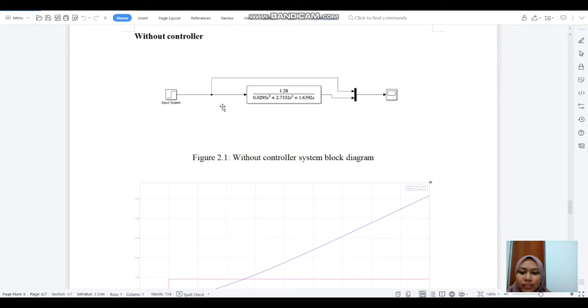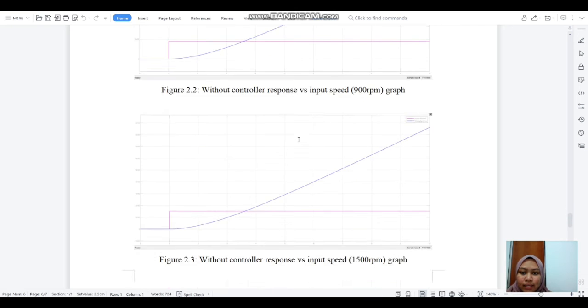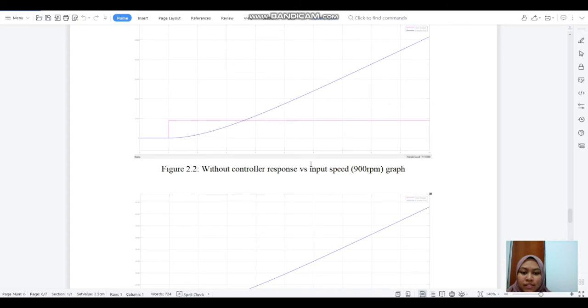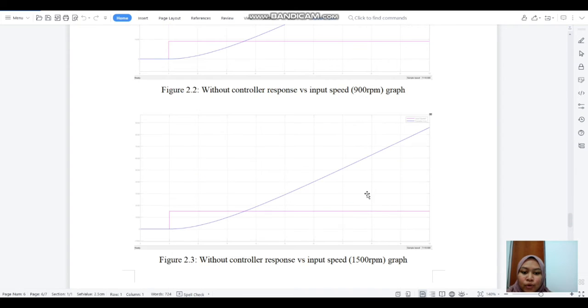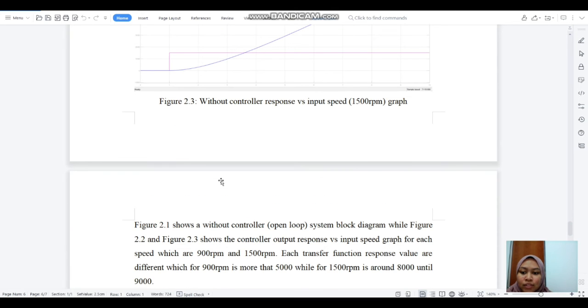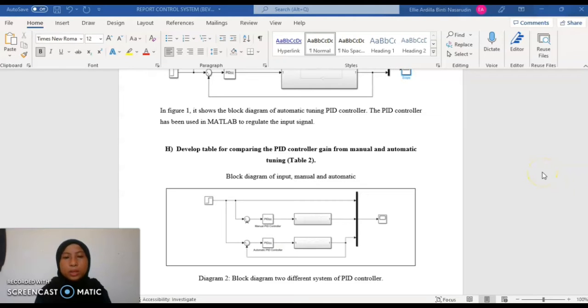Next is without the controller. This is the block diagram without controller system. And this is the graph for without controller response versus input speed for 900 RPM, and this one is for 1500 RPM. So figure 2.1 shows a without controller or open loop system block diagram, while figure 2.2 and figure 2.3 show the controller output response versus input speed graph for each speed, which are 900 RPM and 1500 RPM. Each transfer function response value is different, which for 900 RPM is more than 5000, while for 1500 RPM is around 8000 until 9000.